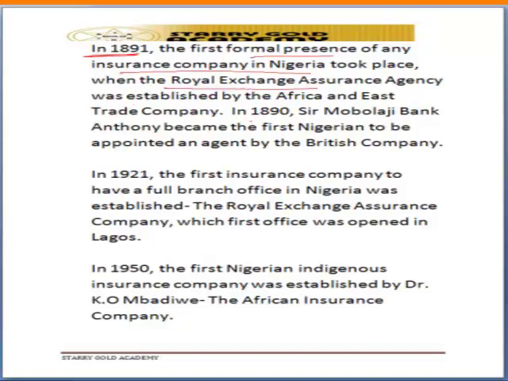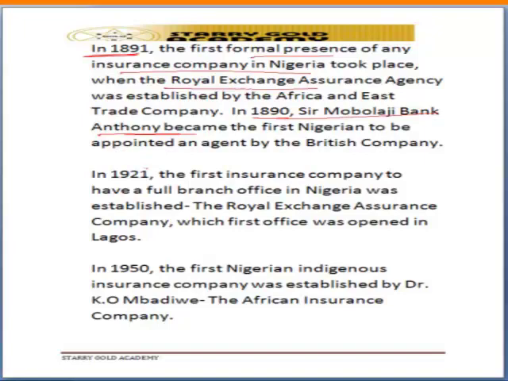So in 1890, Sam Obolaji Bank Anthony became the first Nigerian to be appointed an agent by the British company.